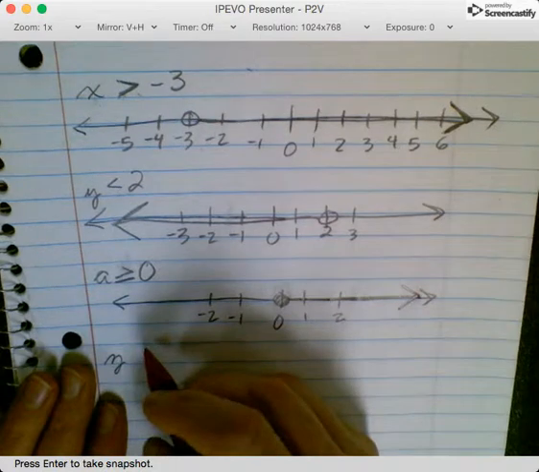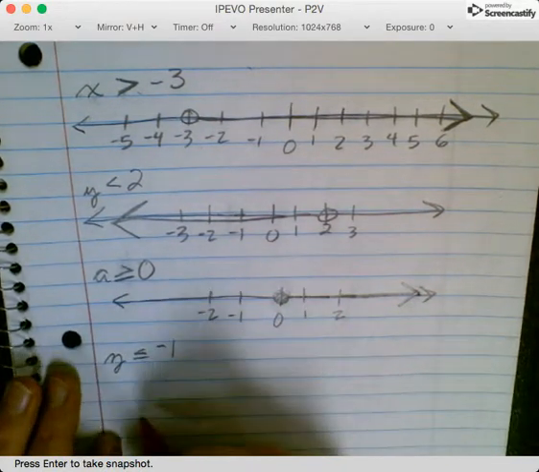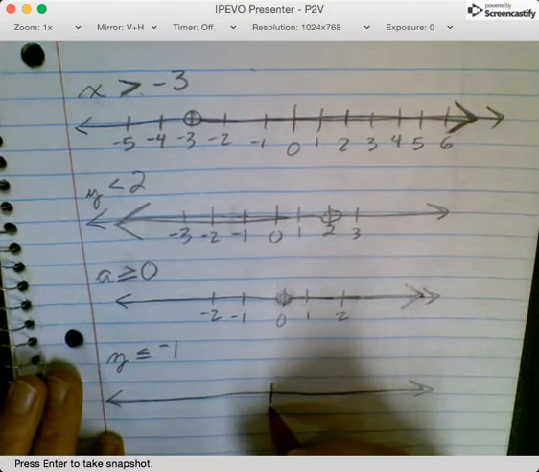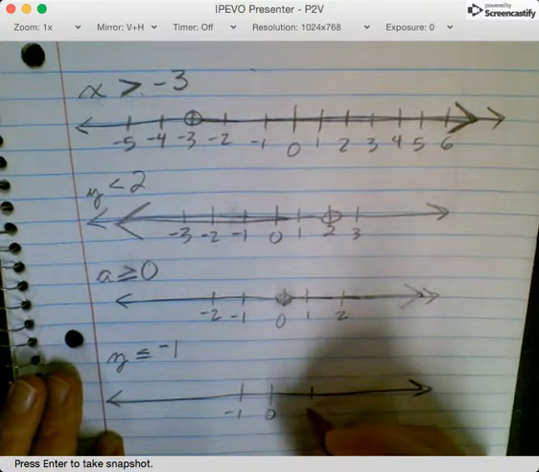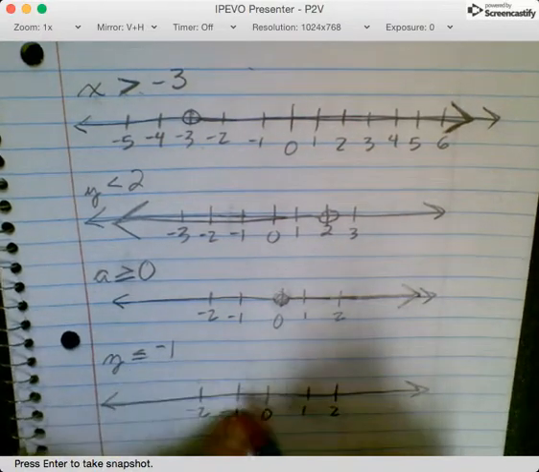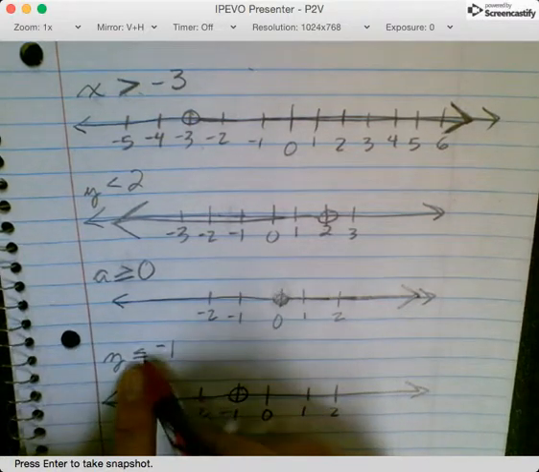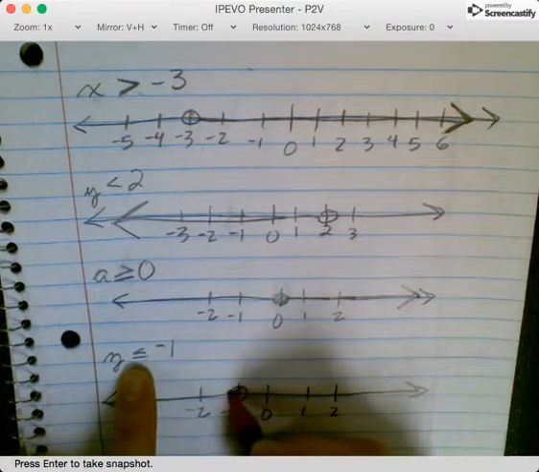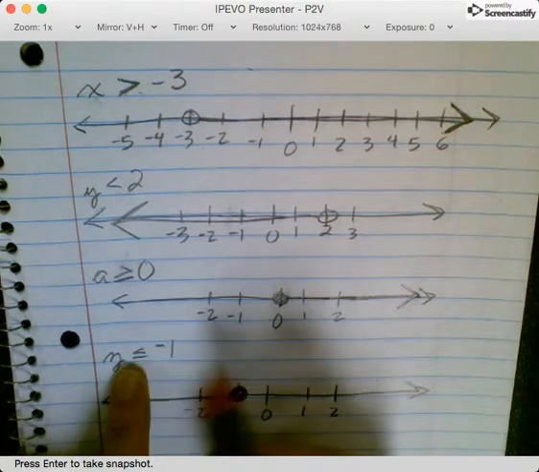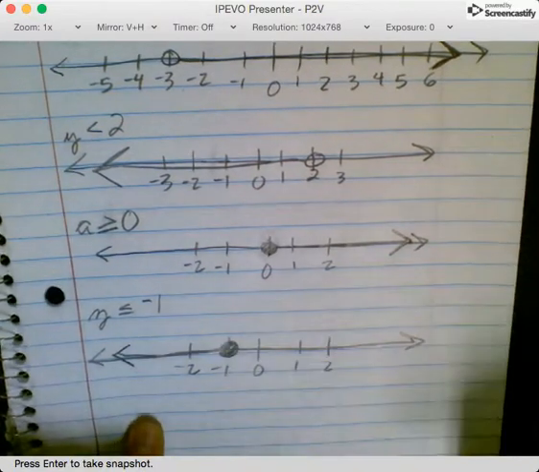Z is less than or equal to -1. Zero, -1, 1, 2. Okay, so we just have a -1 here. I draw my circle. Again, it's got a line underneath it, so I know it's going to be filled in. And this is less, so the arrow is going to be pointing to the left.